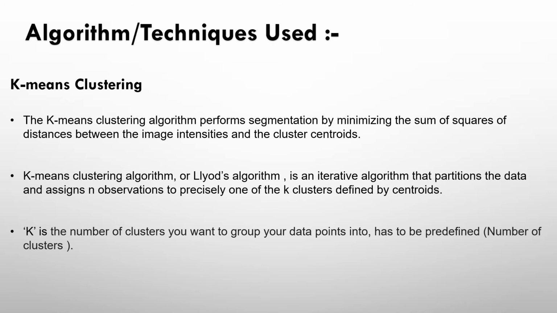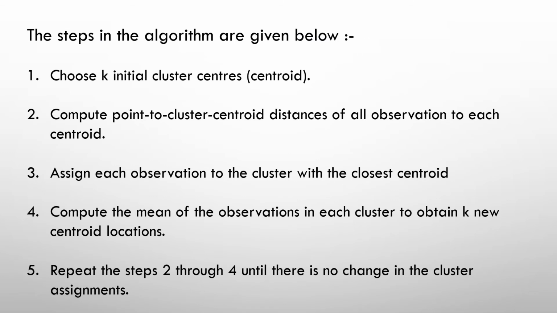In K-means clustering, the k is the number of clusters you want to group your data points into. It has to be predefined, that is the number of clusters. Following are the steps which undergo this algorithm. The step 1 is to choose k primary cluster, that is the center.